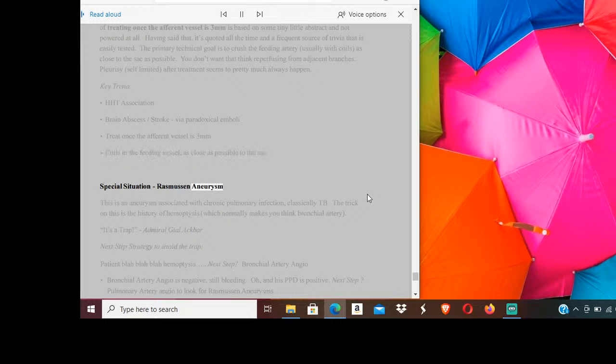Special situation, Rasmussen aneurysm. This is an aneurysm associated with chronic pulmonary infection, classically TB. The trick on this is the history of hemoptysis, which normally makes you think bronchial artery. It's a trap.